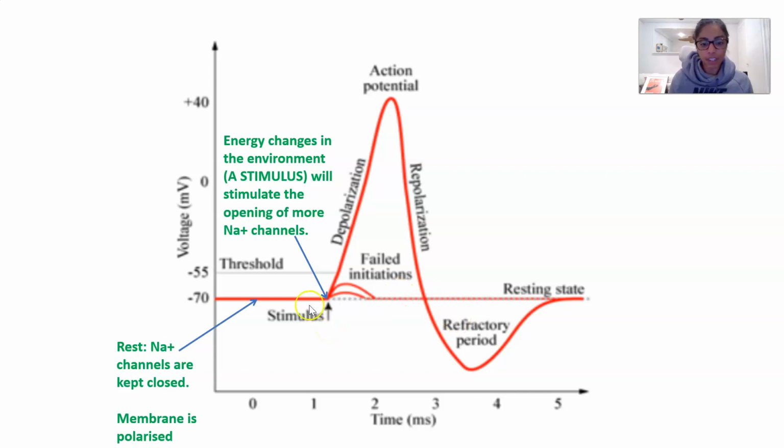Now you can see here there's a few failed attempts. Now this is because there wasn't enough of an energy change in order to reach this threshold level. Here we're showing it as negative 55 millivolts. Therefore, there was not an action potential that fired. So these are failed attempts.